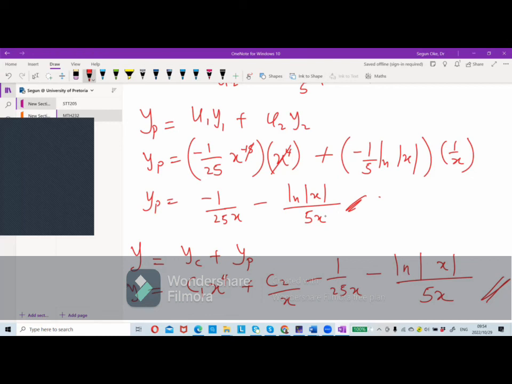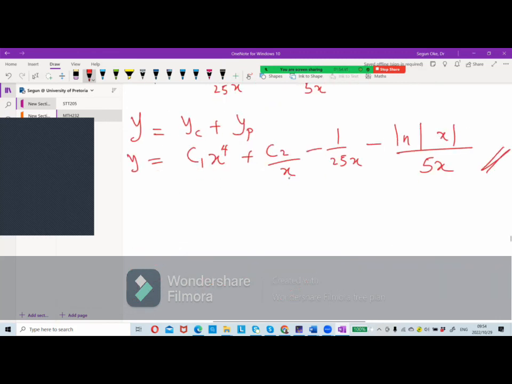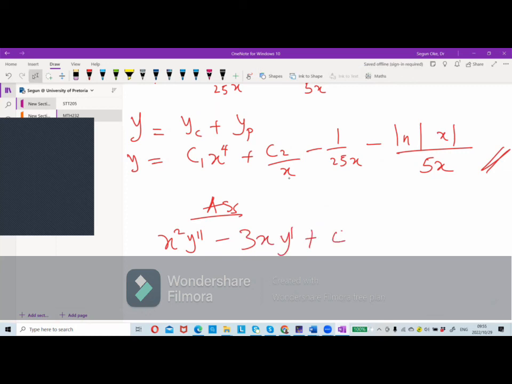Any question, please? But I'll give you a question to solve, and I'll give you the final answer. Is that okay by you? Okay, sir. Yes, sir. So that you follow the same example. It is x squared y prime prime minus 3xy prime plus 4y equals x squared. Follow the same steps.